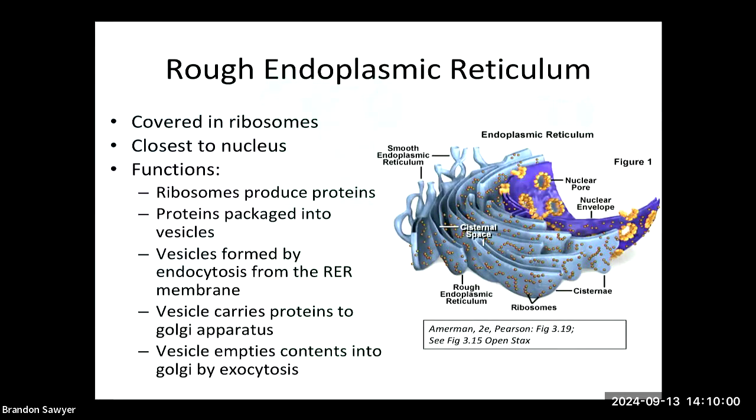So the rough ER, again, is closest to the nucleus. The ribosomes there help us produce proteins. Those proteins are going to be packaged into little vesicles, and those vesicles are formed by endocytosis from the rough ER membrane. Just like the cellular membrane, we can form vesicles right there. We can form them in any of these little mini organs as well, because those also have phospholipid bilayers, right? So we can form those little vesicles here.